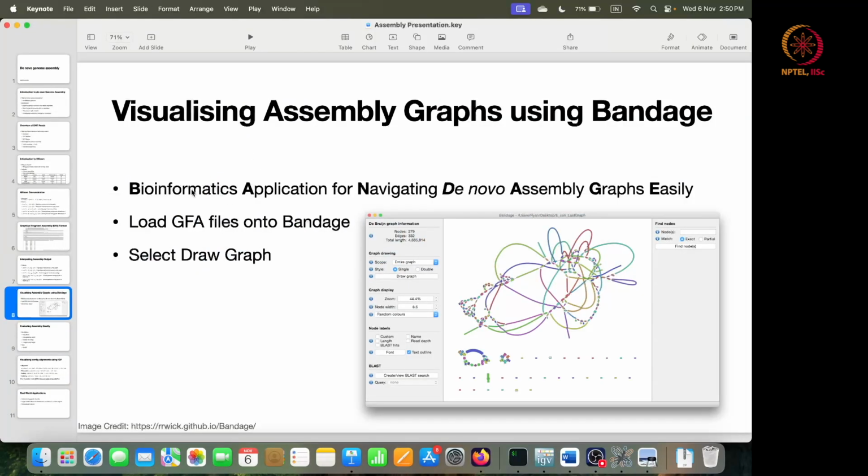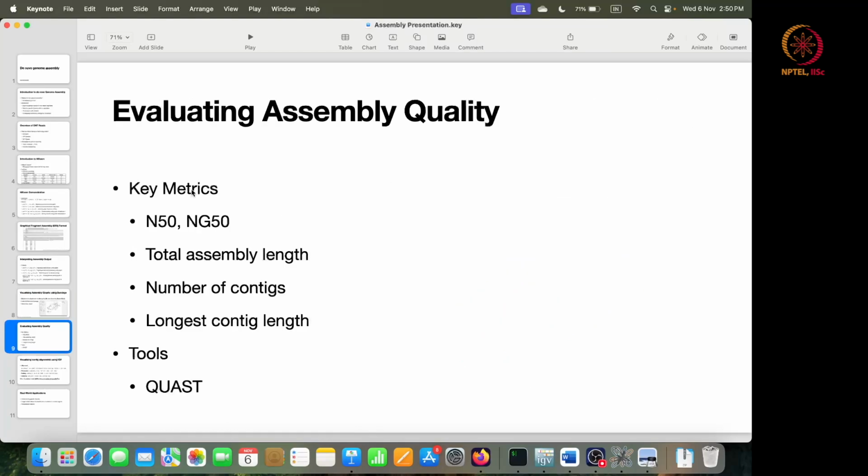So we now know how to visualize these assembly graphs using Bandage. Now that we have got a graph which has the assembled data, how do we know that what we have got is good? The way in which we evaluate assembly quality is we compute metrics like N50, NG50, the total assembly length, the number of contigs and the longest contig length.